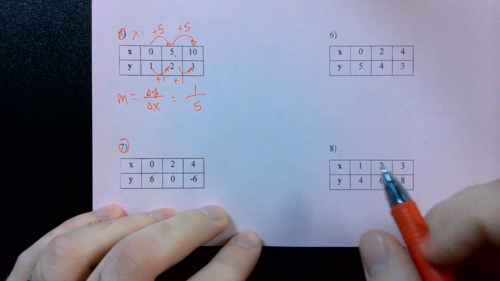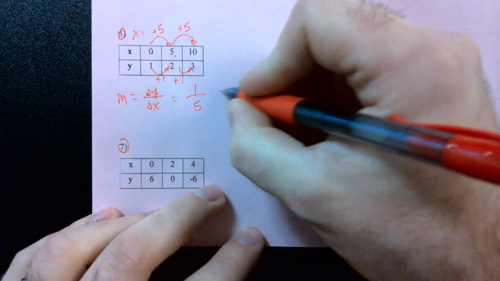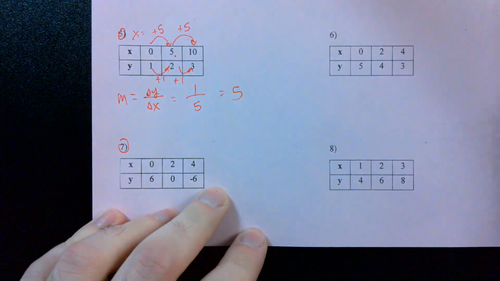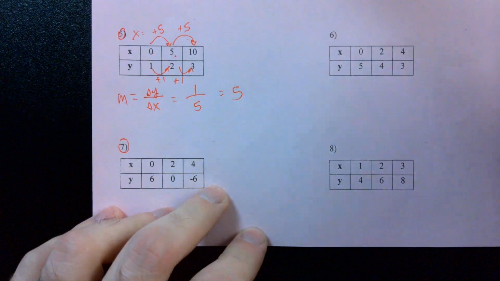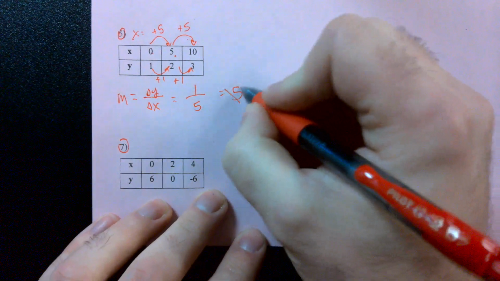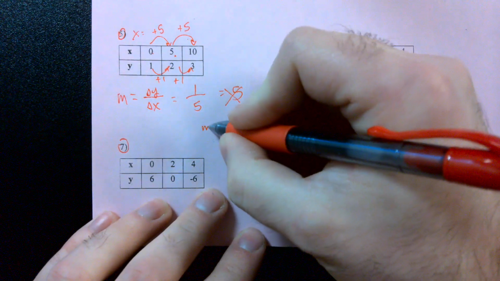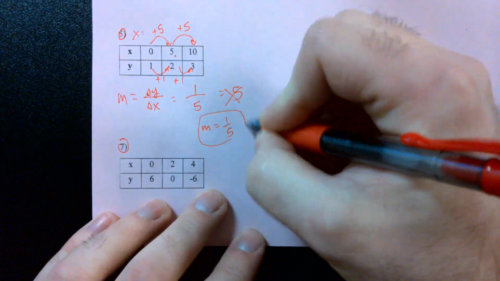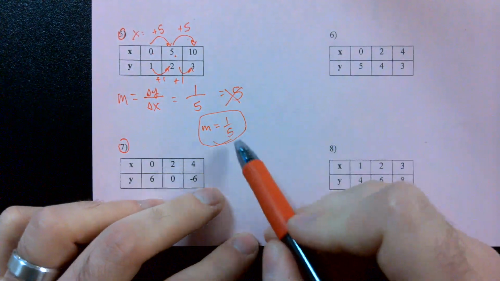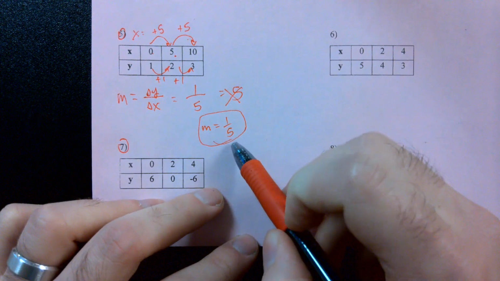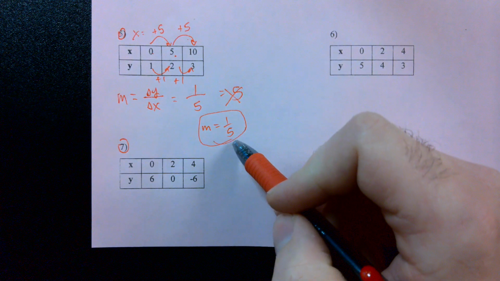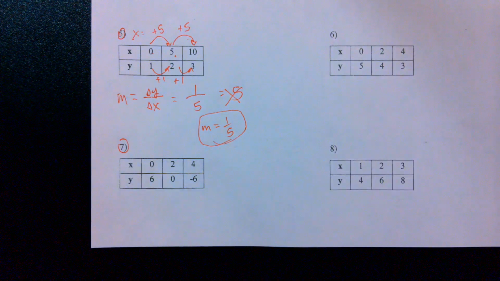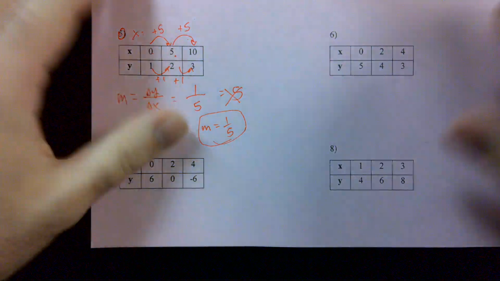Can I simplify 1 over 5 at all? No. I can't just write equals 5? No, why not? Because it doesn't equal 5. 5 over 1 would equal 5. 1 over 5 is just 1 over 5. Right? Is 1 over 5 a big number or a small number? That's a small number, right? So if we were to graph this line, we would see a pretty flat line, right? A hill that's very easy to walk up, like we talked about the other day.